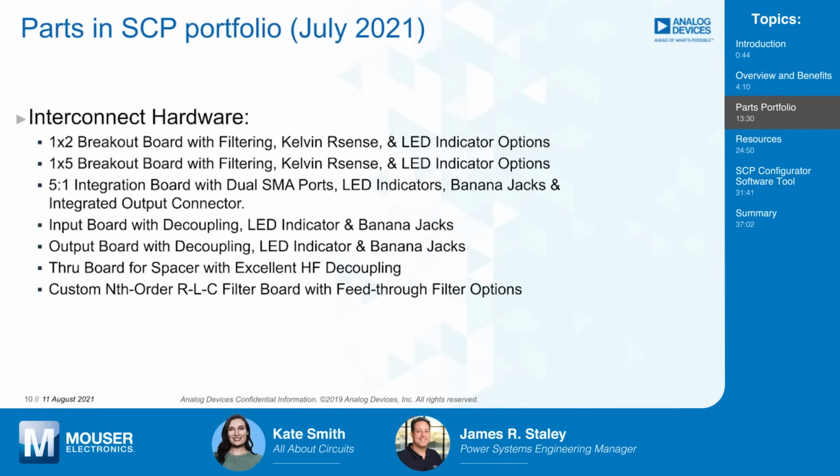But it's interesting you talk about the parasitics, and we have a lot of interconnect hardware to make the SAP program work, and it's kind of both a backbone and the glue that holds everything together. So we have a 1 to 2 and 1 to 5 breakout board, and that allows you to branch out from a single voltage into parallel streams of voltage. And then we have a 5 to 1 integration board that brings all those rails back together.